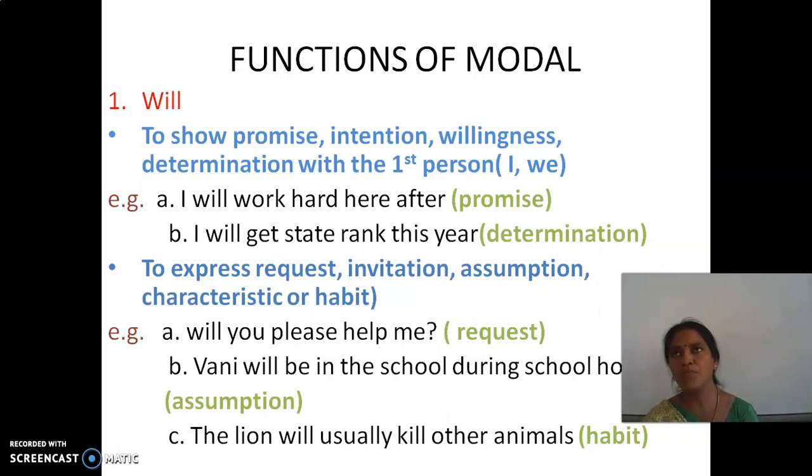Will is the most common word that we use in our day-to-day life. What do we say? If anyone is coming, I'll come. I will write. Yes, ma'am, I will do. Is it not? Very commonly used word, will. Why are we using this will? What are we trying to convey by using this will? So when you use will, this will denotes to show promise, intention, willingness, determination with the first person, I and we.